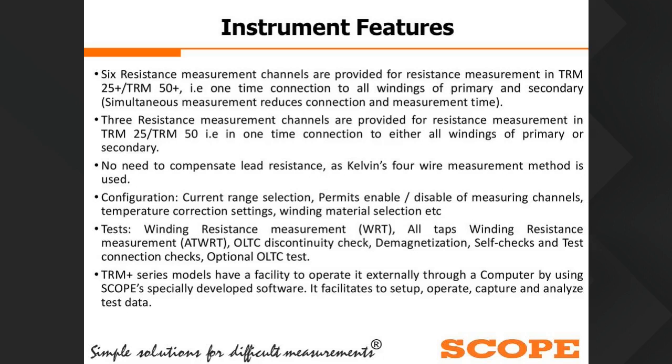Then temperature correction settings. Then winding material selection facility we have provided, for copper and aluminum. Then different tests we have added: winding resistance test, all type winding resistance measurement facility, OLTC continuity check, demagnetization facility, then internal self checks and test connection check. So the instrument can check the internal tester connections. Then optional OLTC healthiness testing facility we have provided.